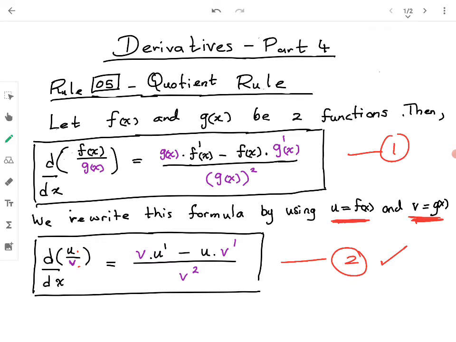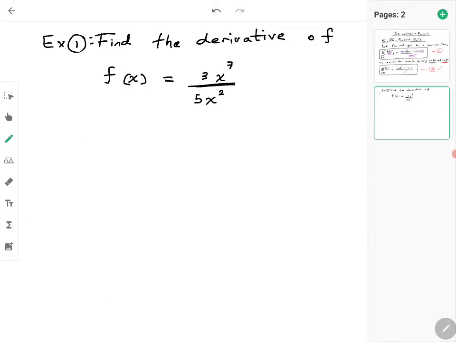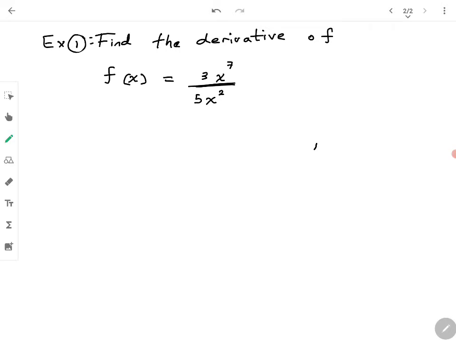Okay, let me do a simple example to show you how to apply this formula in a derivative question. So let's consider this example. We want to find the derivative of this given function f. The function is 3 times x to the 7 divided by 5 times x squared. So this is a quotient, so we can use the rule for that.